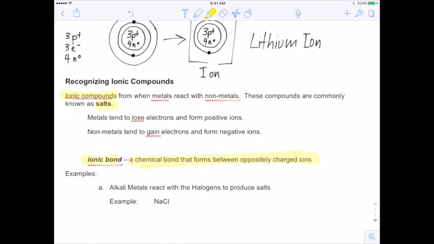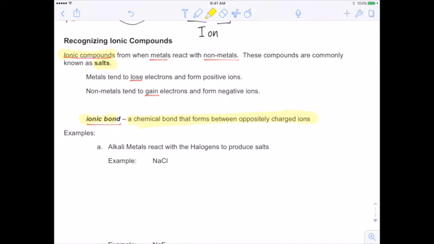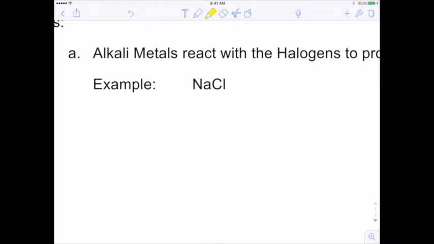So let's take a look at our first ionic compound. This ionic compound is sodium chloride, and sodium chloride forms when sodium reacts with chlorine. In order to do so, I'm going to draw Bohr-Rutherford diagrams of sodium and chlorine. So the Bohr-Rutherford diagram of sodium looks like this.